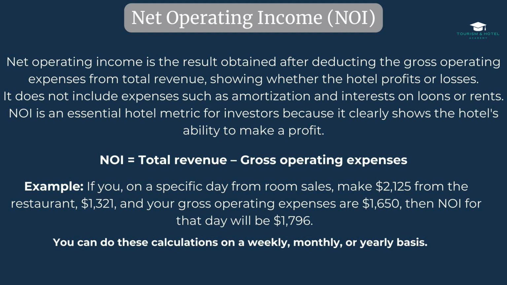For example, if on a specific day you make $2,125 from room sales and $1,321 from the restaurant, and your gross operating expenses are $1,650, then your NOI for that day will be $1,796. You can do these calculations on a weekly, monthly, or yearly basis.